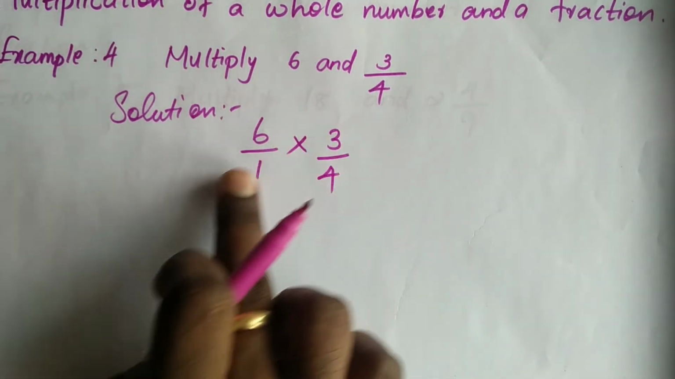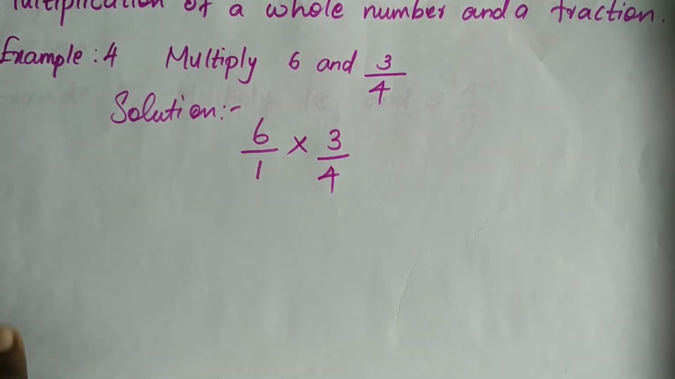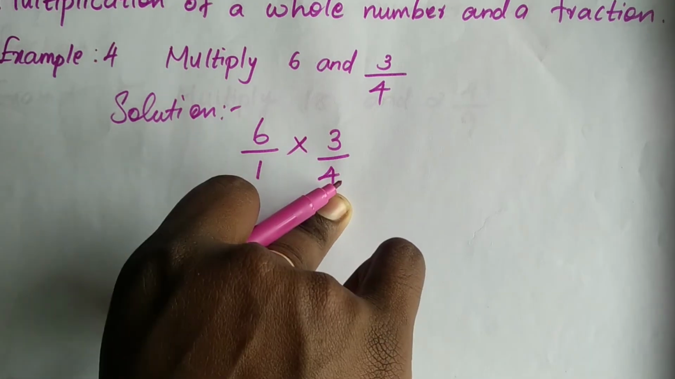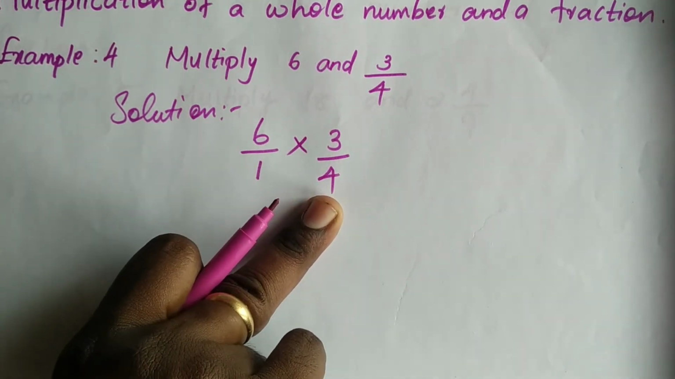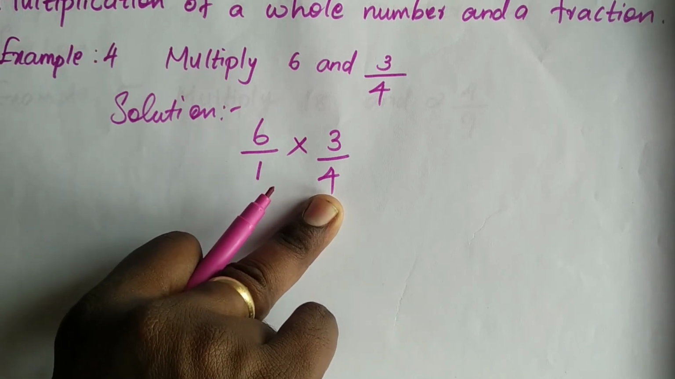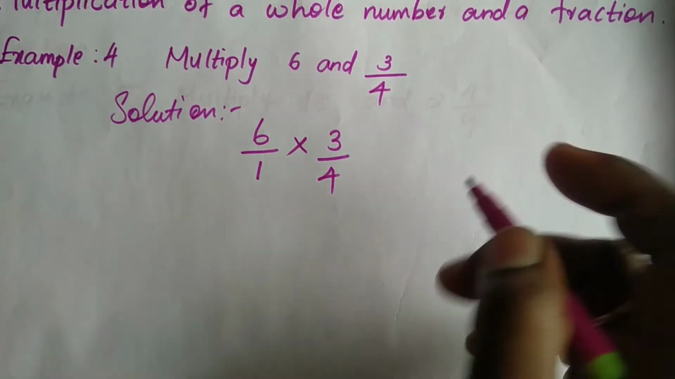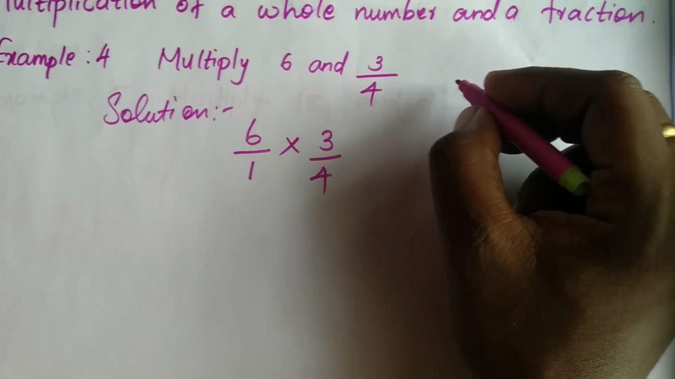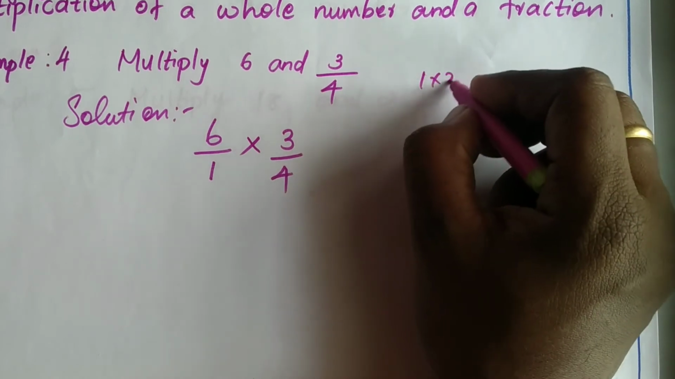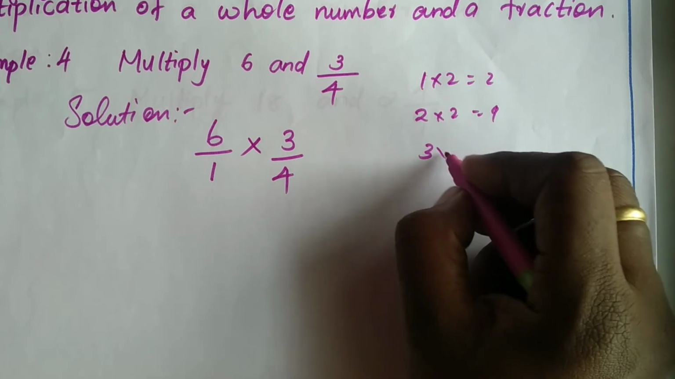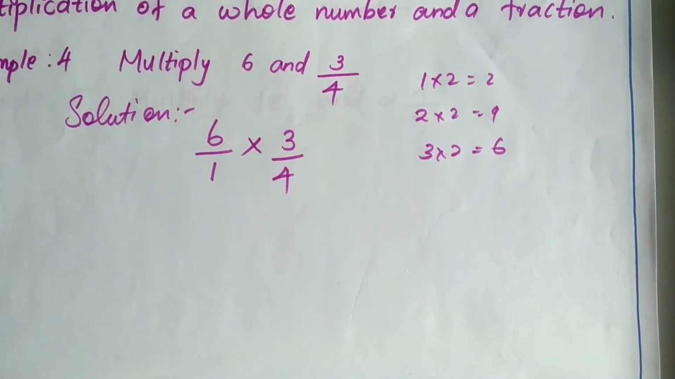Now is there any common factor between the numerator and denominator? 6 and 4, it is possible. In which table can we see 6 and 4 together? Yes, exactly, it's the 2 table. 1 2 is 2, 2 2s are 4, 3 2s are 6.